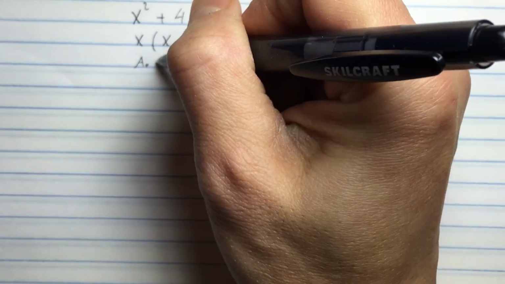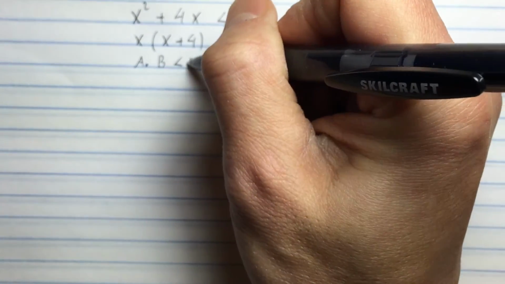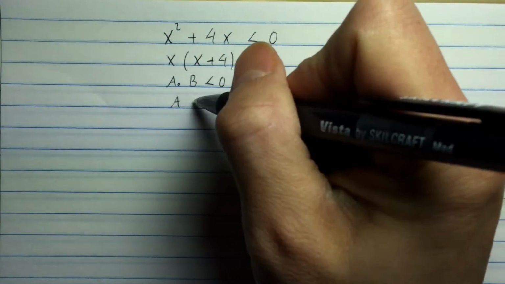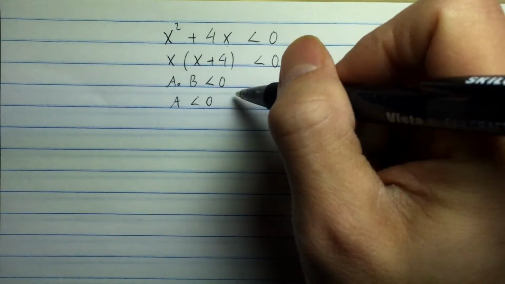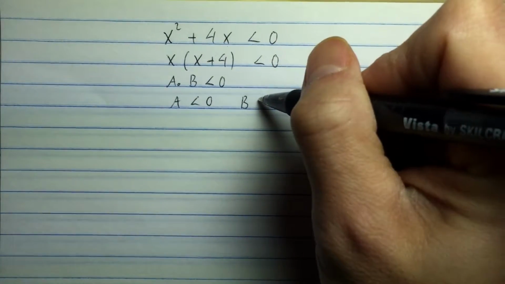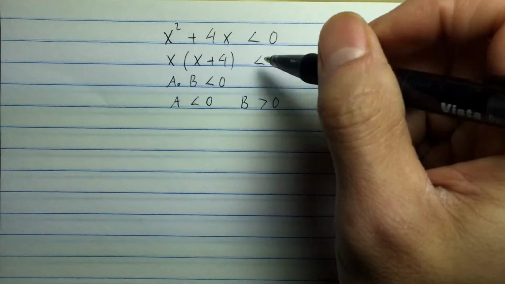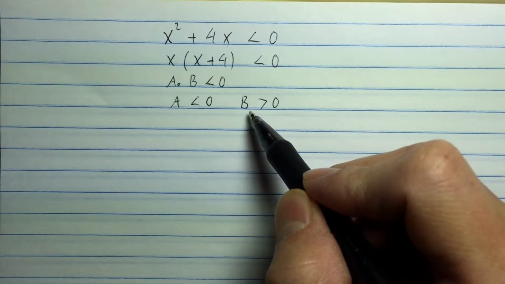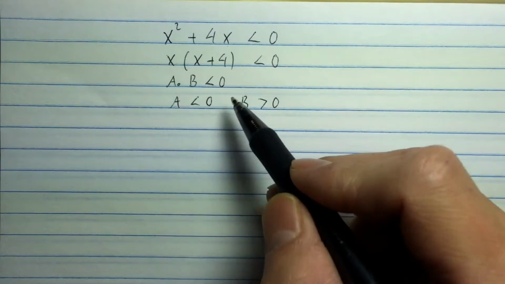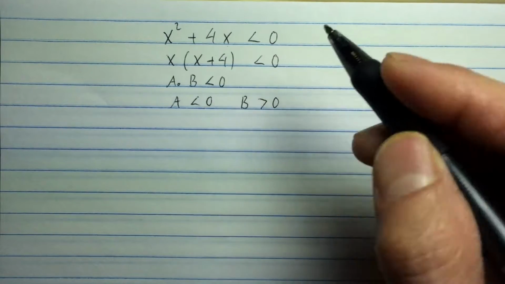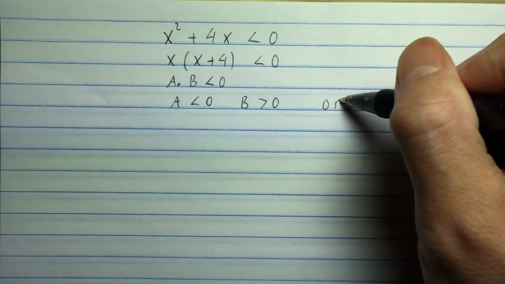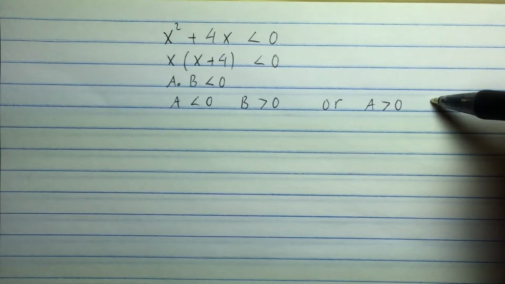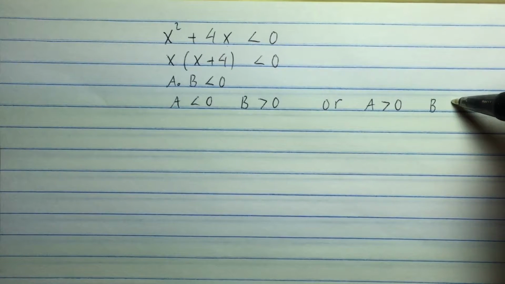With the formula a times b less than 0, either a less than 0 and b bigger than 0. Example, a equals minus 2, b equals 2. So minus 2 times 2 equals minus 4, always less than 0. Or a bigger than 0 and b less than 0.